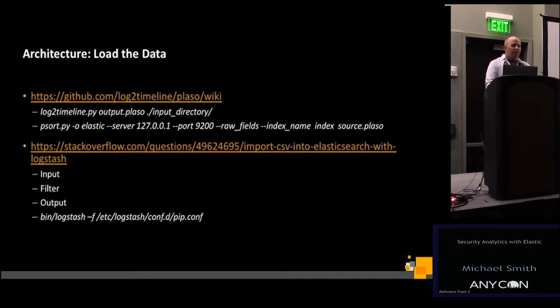Okay? Once that's all been processed, I use psort, output directly to Elastic on my localhost. So obviously I'm running this command on my analysis server in AWS, right? Sending the data over port 9200 with raw fields. This is whatever the name of the index is. And then the source.plaso is this output.plaso that I started with. So I start with operating system data, I turn it into a super timeline, then I use psort to load the super timeline into Elastic. In just a few minutes, we'll be looking at the Linux data, and that's how we got it in.